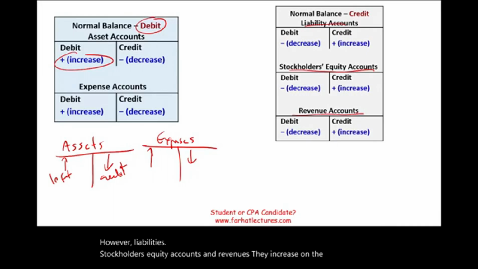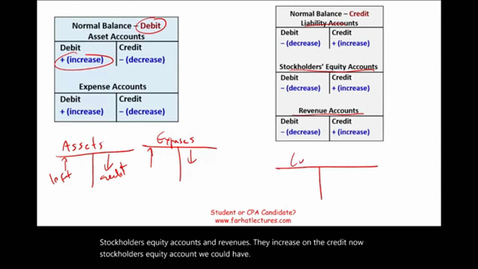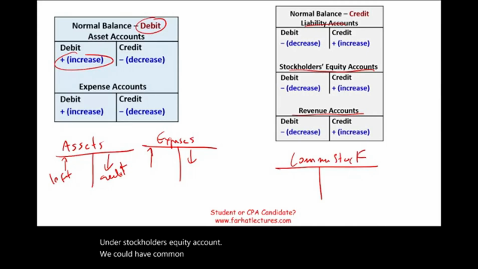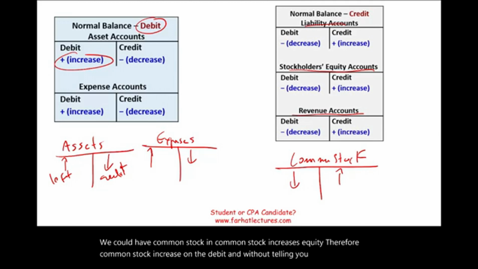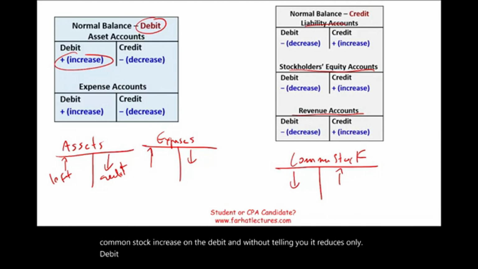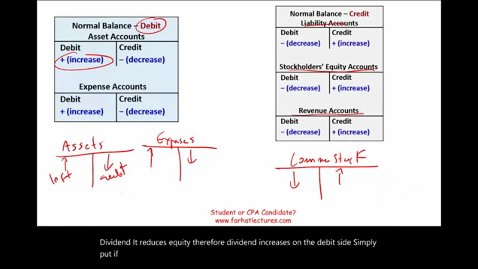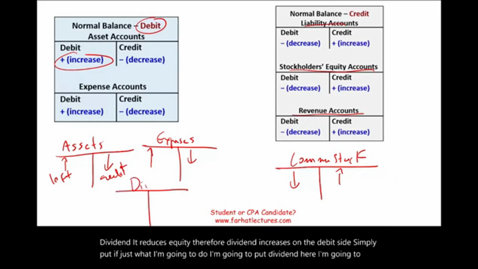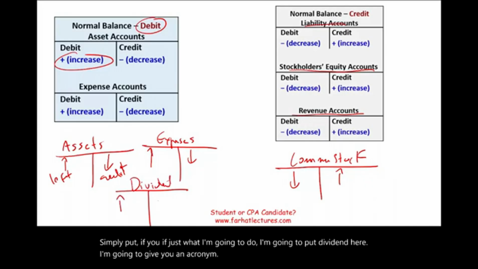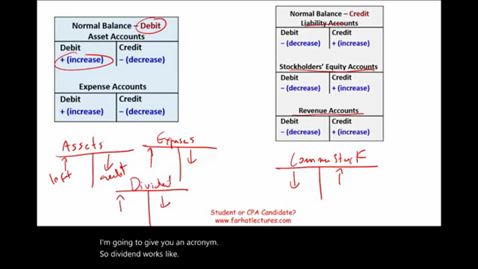Under stockholders' equity, we could have common stock. Common stock increases equity, therefore common stock increases on the credit, and without telling you, it reduces on the debit side. Also under stockholders' equity, we have an account called dividend. Dividend reduces equity. Therefore, dividend increases on the debit side. Simply put, I'm going to give you an acronym. So dividend works like assets, expenses, and debits.